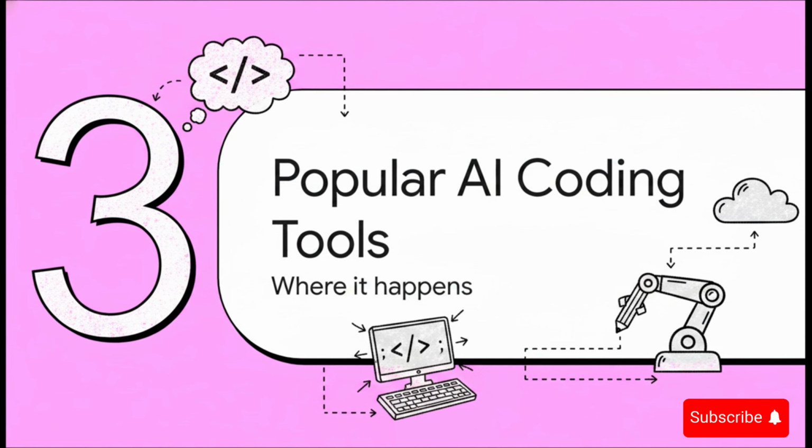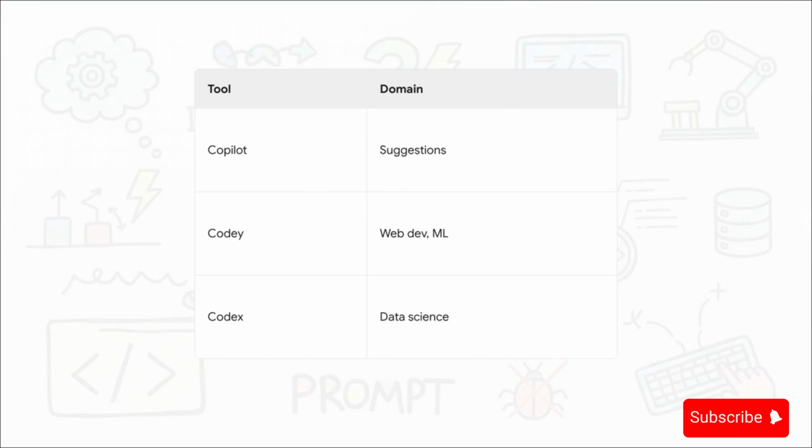Section 3. Popular AI coding tools. So where do we actually apply all these principles? Let's identify the platforms where prompt engineering is put into practice. The crucial point is that different tools cater to specific developer domains, but they all rely on your ability to prompt them effectively. For instance, GitHub Copilot is fantastic at taking your prompts and suggesting completions, documentation, and even new features. Then you have Google AI Codey, which specializes in web dev, NLP, and machine learning. And finally, OpenAI Codex, which assists with coding tasks in diverse domains like data science, web development, and game dev.